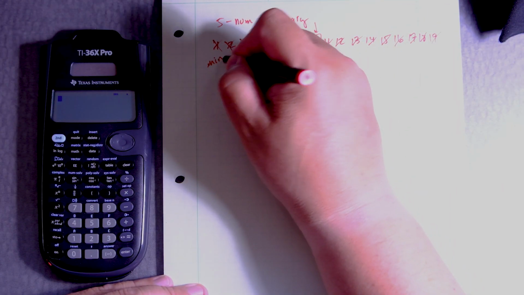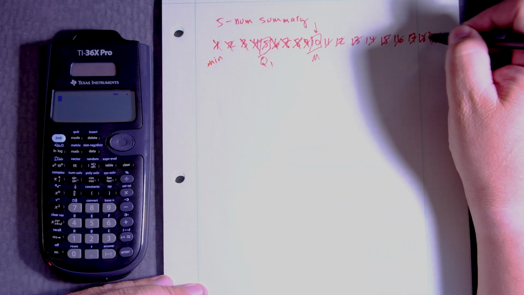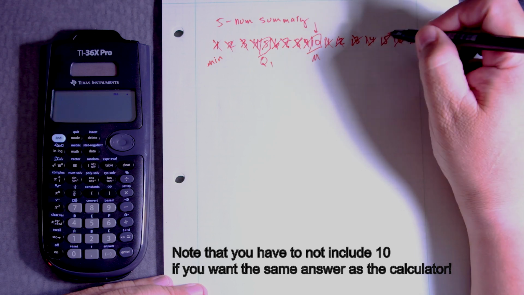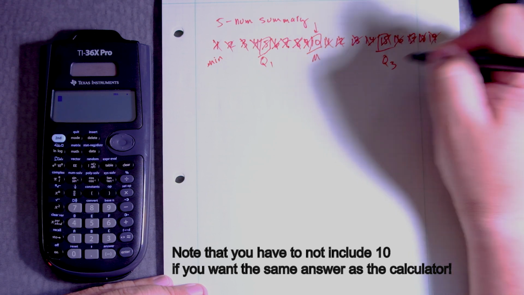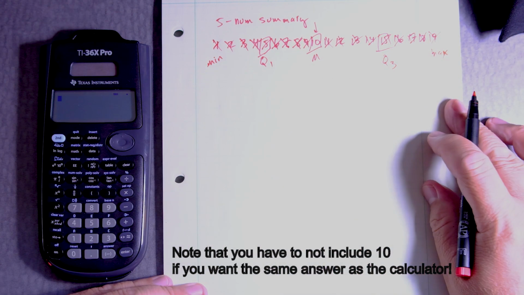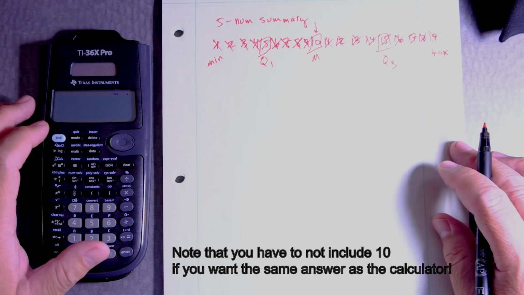This is the min, right? And then we go 1, 2, 3, 1, 2, 3, 1, 1. 15 is the third quartile and the max, right? So we have the numbers here by hand, but let's do it by the calculator.